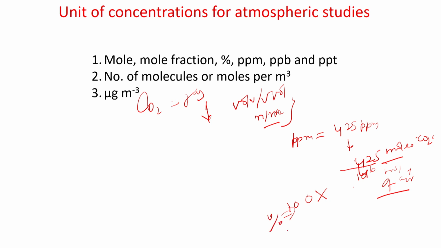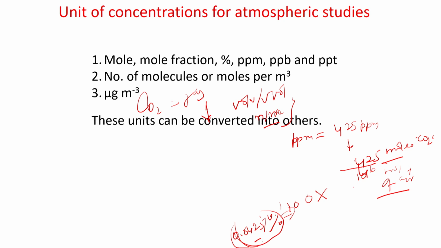But this concentration will be very low again. For example, in this case this will be actually 0.0425%. Okay. So, you can still report this one, but the concentration is too low, so we do not usually report it. But for example, argon, we will discuss that, and nitrogen, oxygen, they are reported in the percentage. Okay. So, we usually report concentration in mole fraction, percentage, or ppm, ppb and ppt.